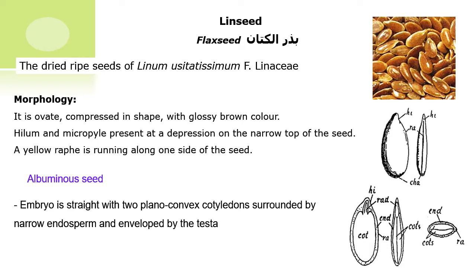Seed is albuminous. There is endosperm. Most of the seed is occupied by the cotyledon, and the radicle is situated in the small end or the narrow end of the seed. The depression of the narrow end is where the hilum and micropyle are situated.